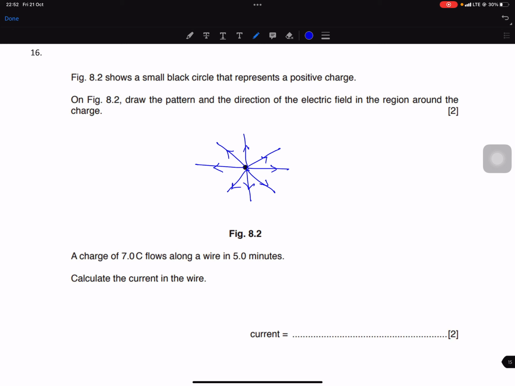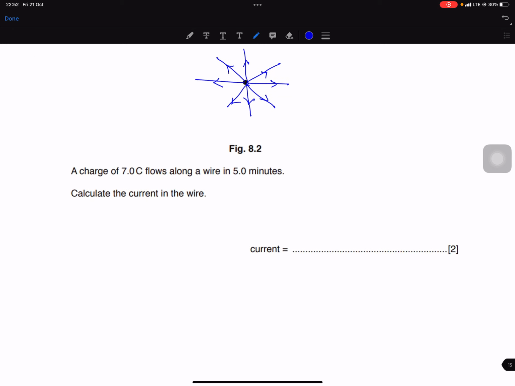Finally, last question. Okay, calculate the current. Again, same idea. Current equals charge over time. Now the charge is in coulombs. Remember that the time needs to be in seconds, so you have to multiply the 5 by 60. So let me just use my calculator to give you this answer. Okay, this would give me 0.023, and remember the unit, it's in amps.